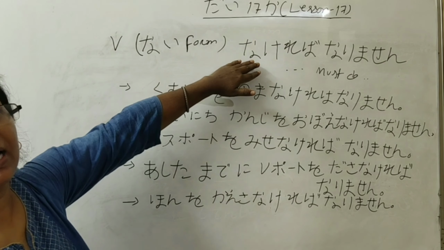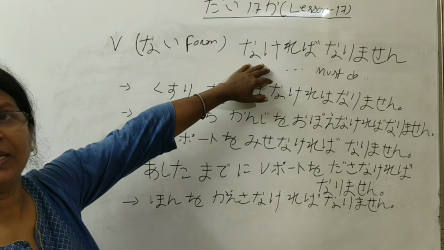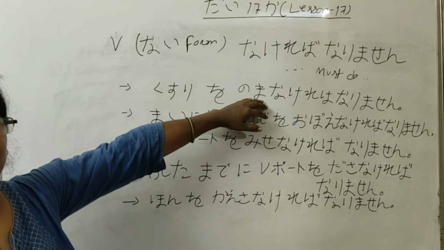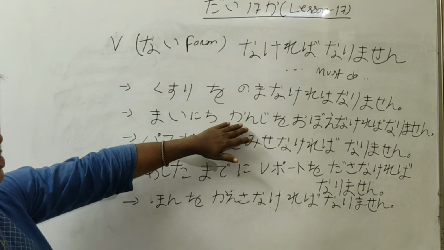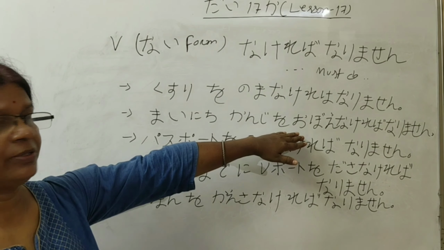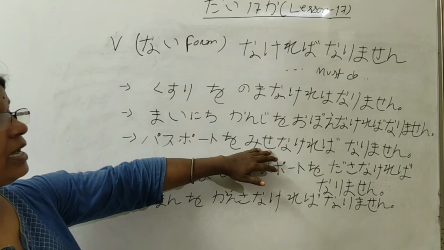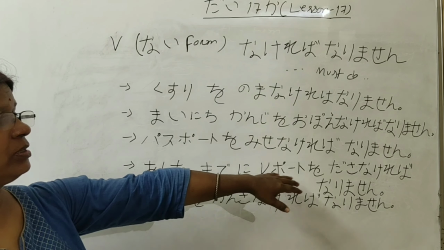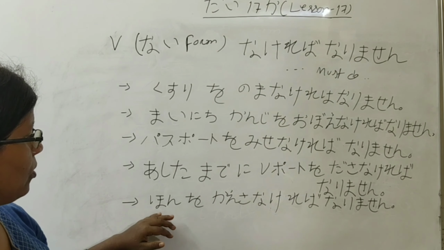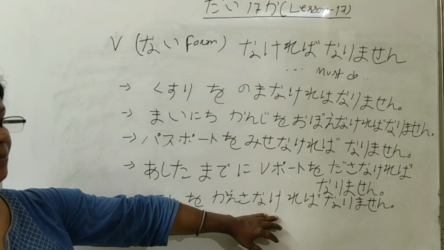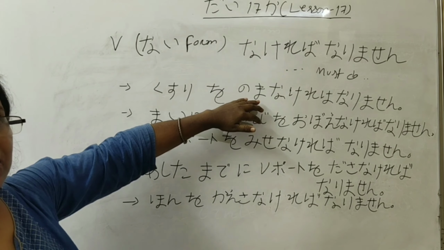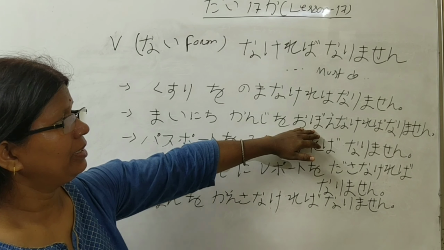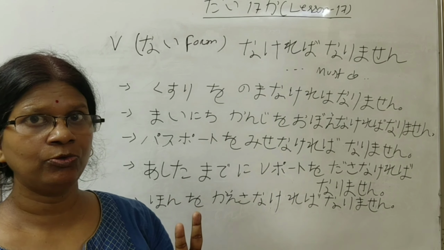V nai form, なければなりません. Meaning is must do. Look at the sentences. Kusuri wo noma nakereba narimasen. 毎日漢字を覚えなければなりません。パスポートを見せなければなりません。明日までにレポートを出さなければなりません。本を返さなければなりません。OK? 飲みます。Here the nai form is 飲まなければなりません。覚えなければなりません。覚えます。is a new group verb.